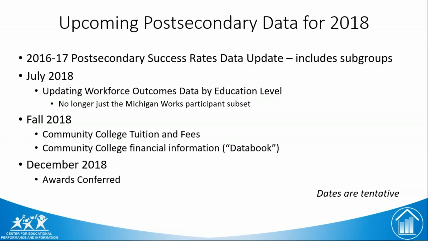Another thing that we'll be producing in December would be the awards conferred report. This is going to be any award that was conferred at a college or university in the previous academic year, and we'll be posting that by award level. There are some other variations included in that. We haven't totally designed that report yet, but it will be a new one that we are posting on My School Data this year as well.